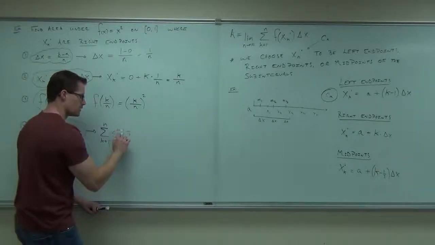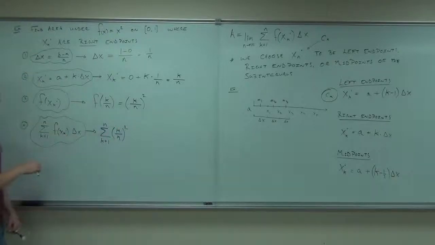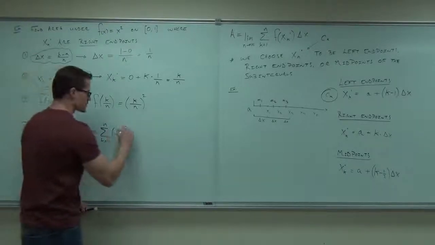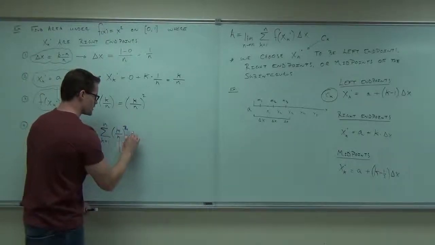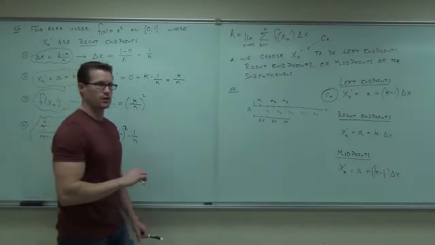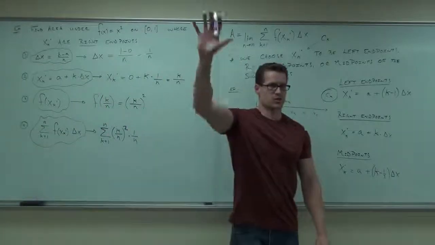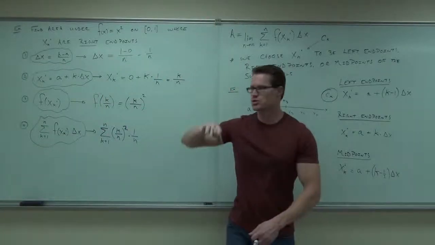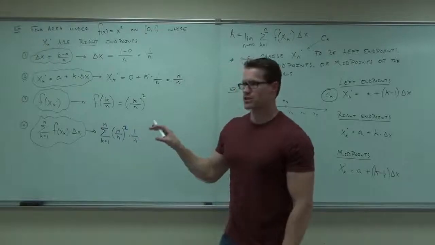K over n, square root. Okay. And we also should have an expression for our delta x. What was our expression for delta x? 1 over n, I hope. For delta x, 1 over n. I need a show of hands if you see where those things are coming from. Okay, it's still another substitution. But now we're pretty much good to go.